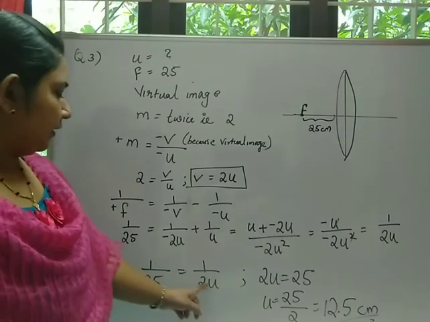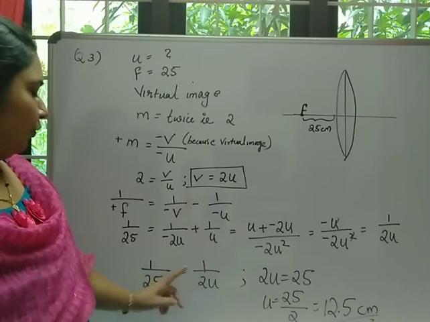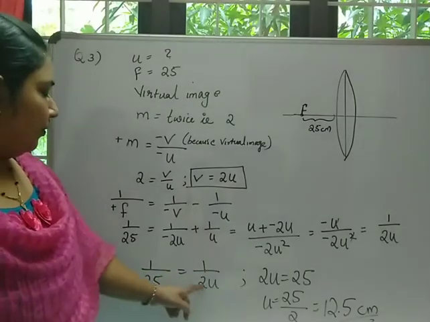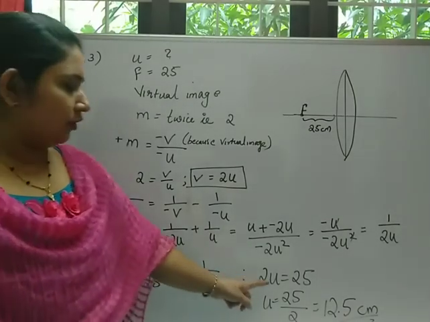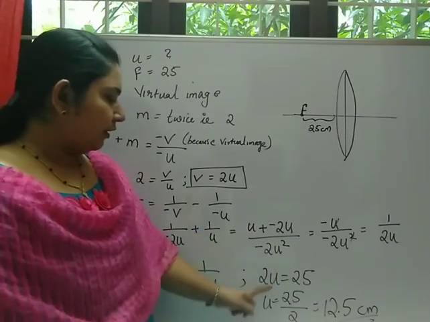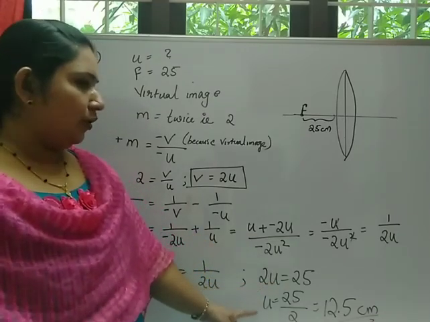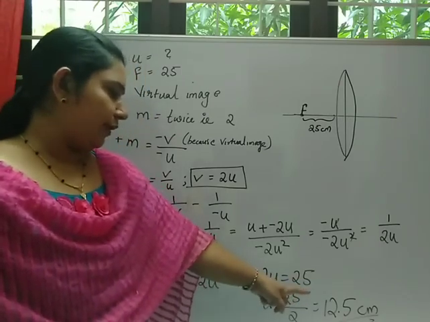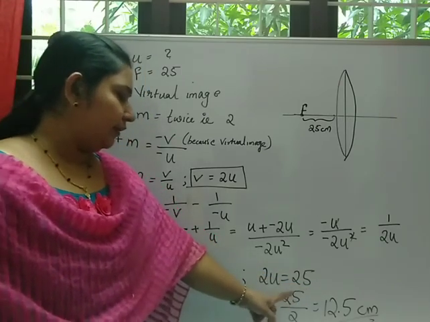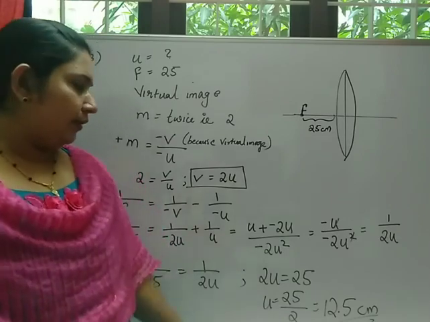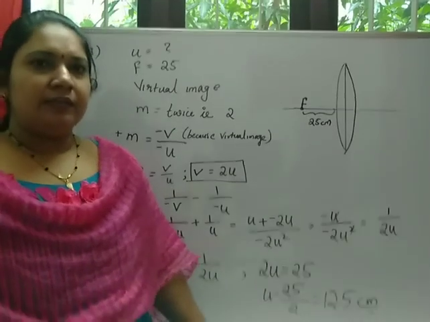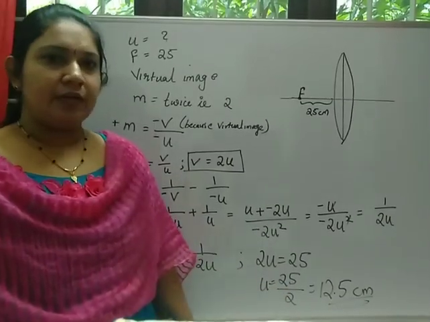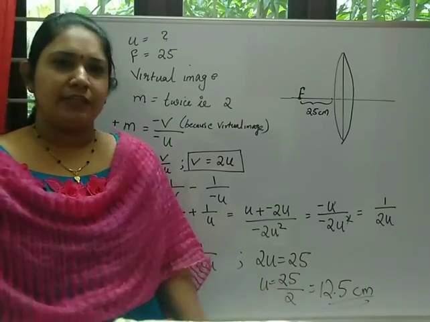That means just cross multiply, 2u is equal to 25. So from here u is equal to 25 by 2. That means 12.5. Just divide 25 by 2, you will get 12.5. The final answer we got is 12.5 centimeter.